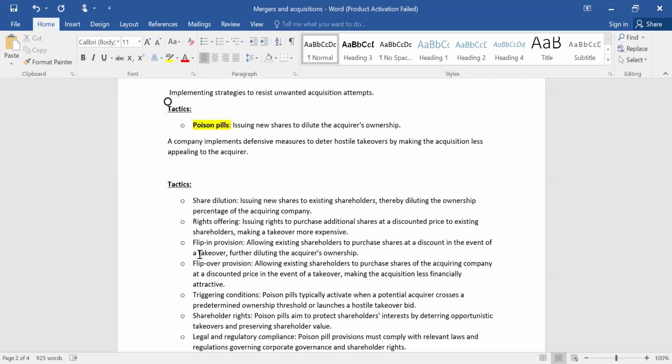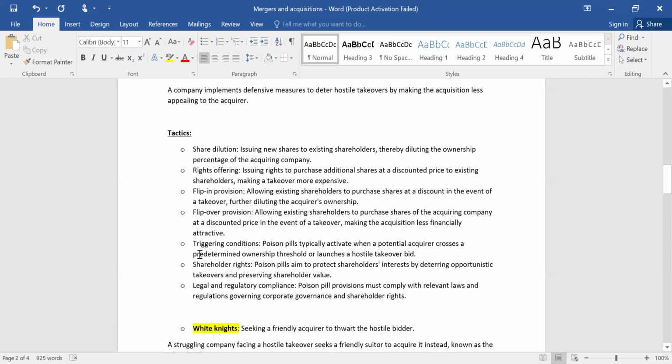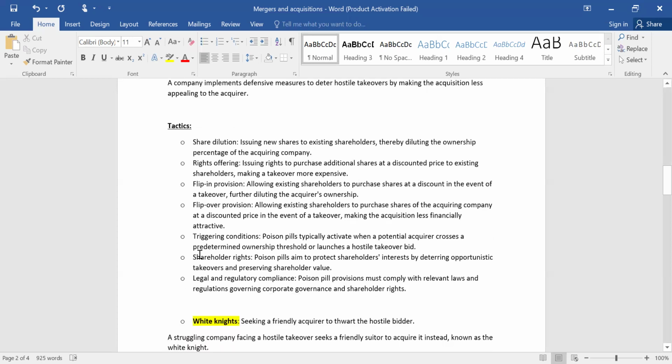I read somewhere that poison pill is about taking huge loans from the bank so that you affect the leverage position of the company. So it makes the acquired company unattractive. Is it true?